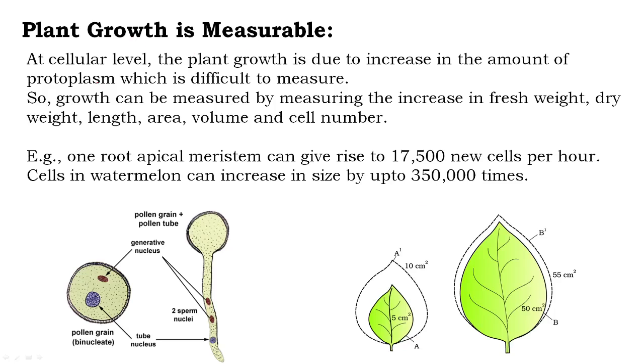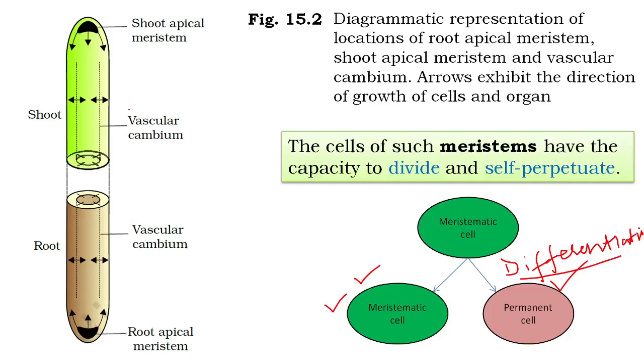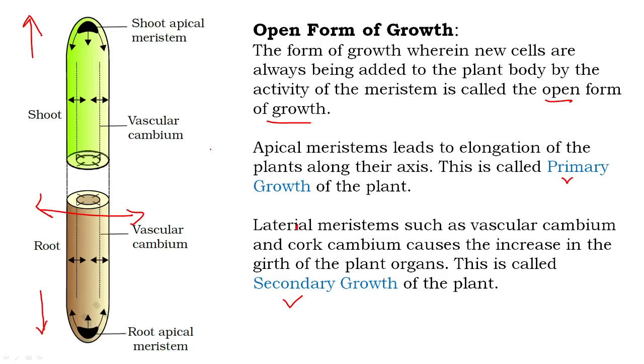Plant growth is indeterminate, because of the meristematic cells and meristematic tissue. This is an open form of growth. Open form of growth has two types: primary growth and secondary growth.